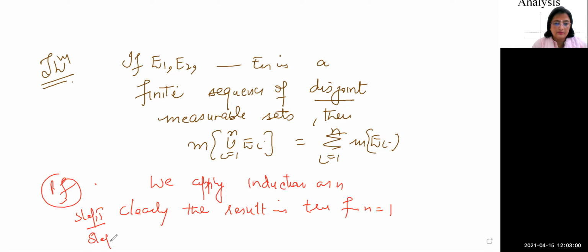Assume that, step number 2. Assume that the result is true for n minus 1. You will write here, assume that the result is true for n minus 1. That is, union i running from 1 to n minus 1 of Ei, En minus 1 is measurable.